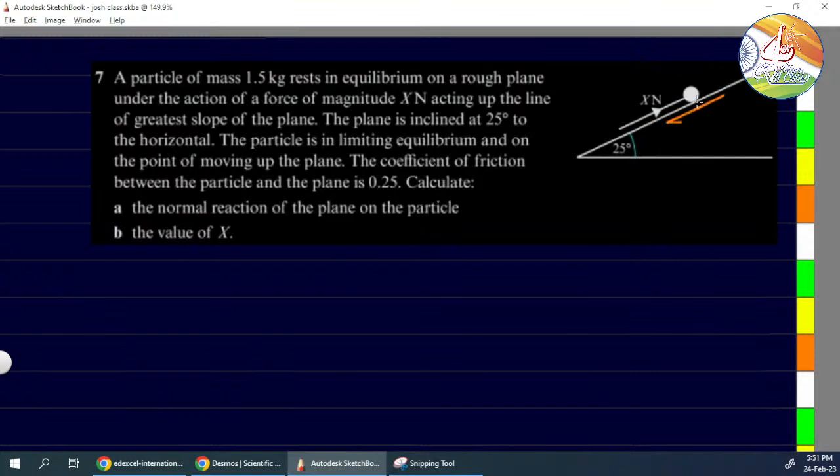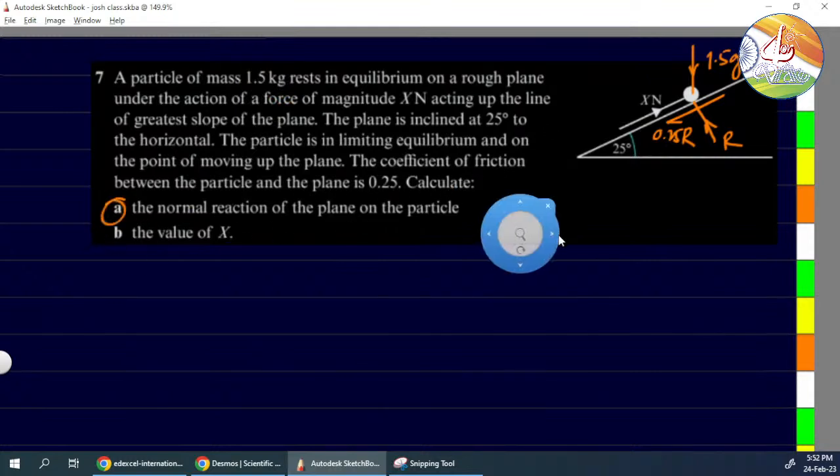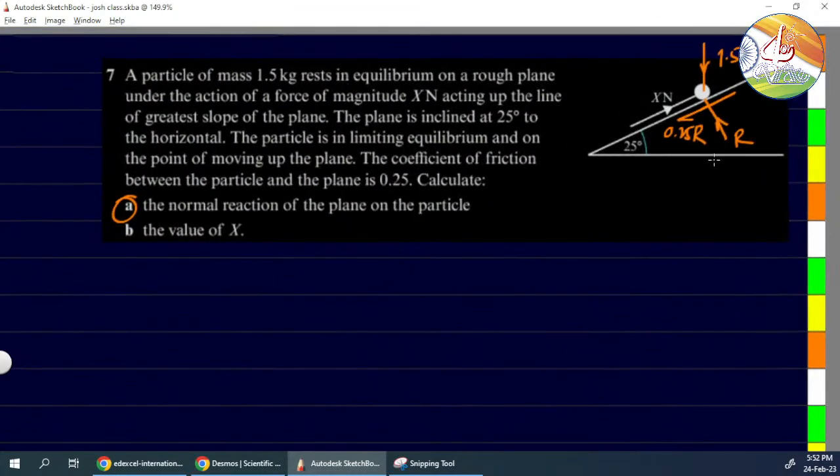So this will be the normal reaction. Let's call it R. The coefficient of friction is given, that is 0.25. Because it is about to slide upwards, we can directly take friction as mu times R. Then the weight of the object is 1.5 g, correct? We have been asked to find the normal reaction on the plane. That means R we need to find.